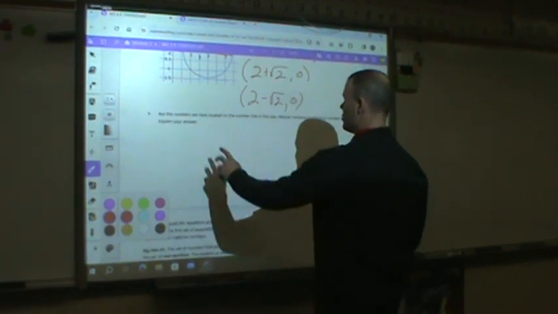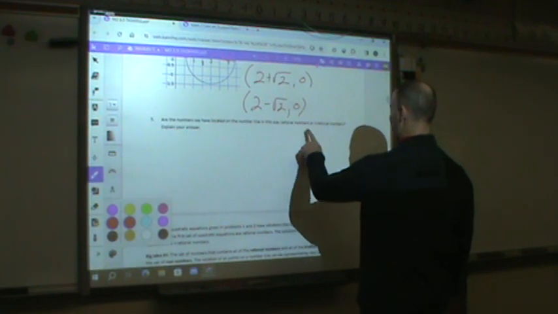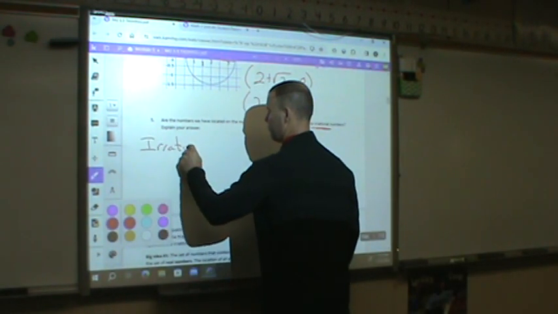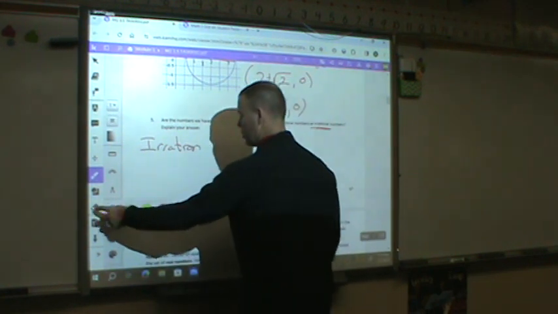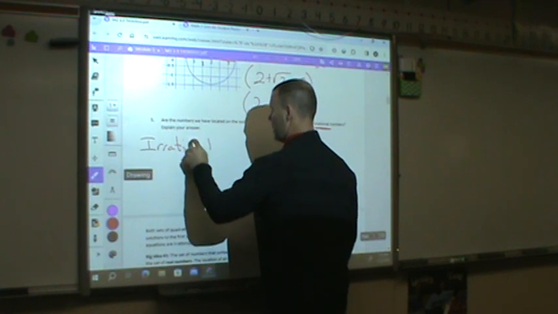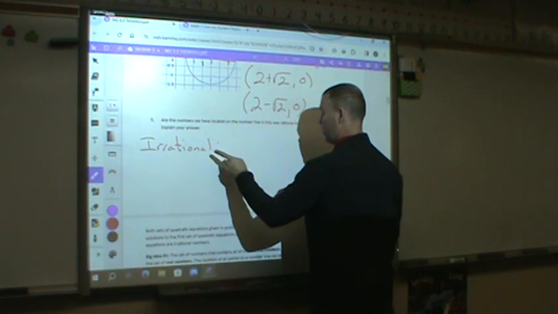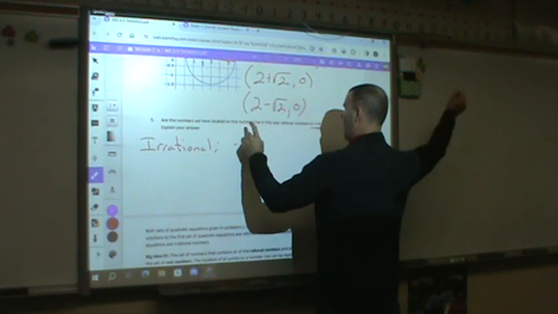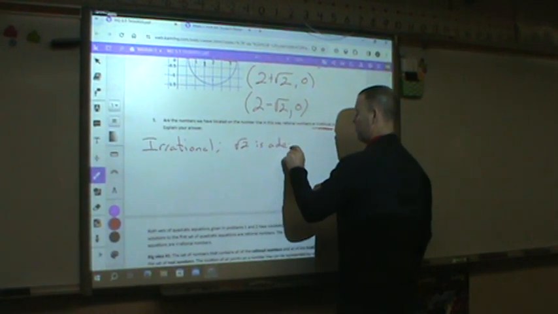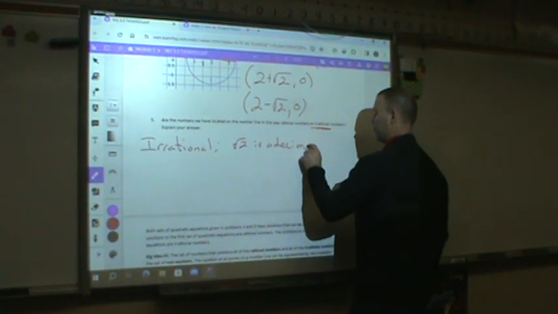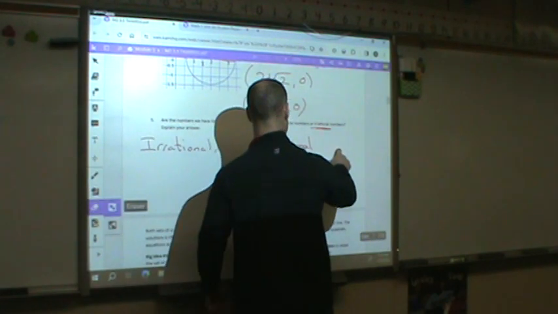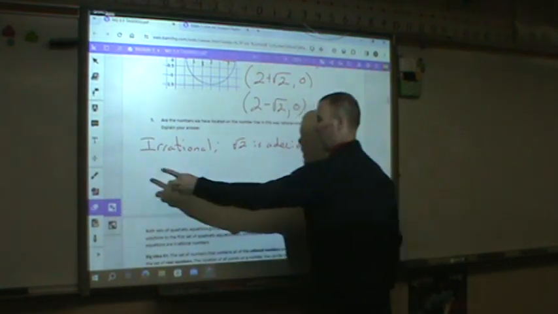All right? Are the numbers we have located on the number line in this way rational or irrational? They're irrational. Why? Because irrational numbers are decimals. They're irrational. Why? Because radical 2 is a decimal that doesn't stop.